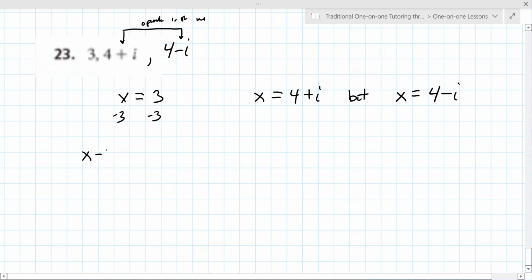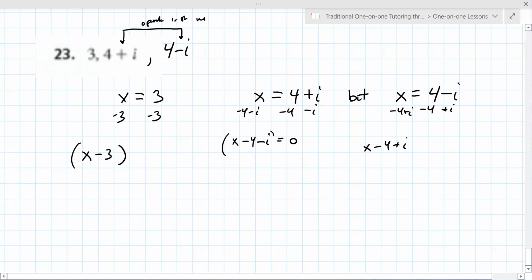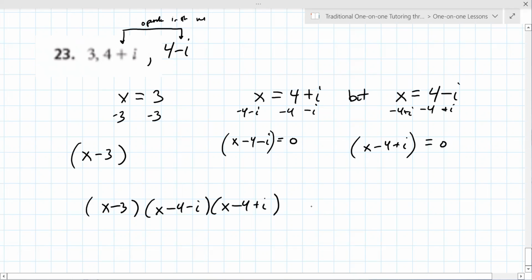So it's x minus 3. On the two on the right, you have two things to subtract or add. So it's x minus 4 minus i equals 0, and on the right here, it's -4 plus i, so it's x minus 4 plus i. And those are your factors. So you have x minus 3 times x minus 4 minus i, x minus 4 plus i, like this.